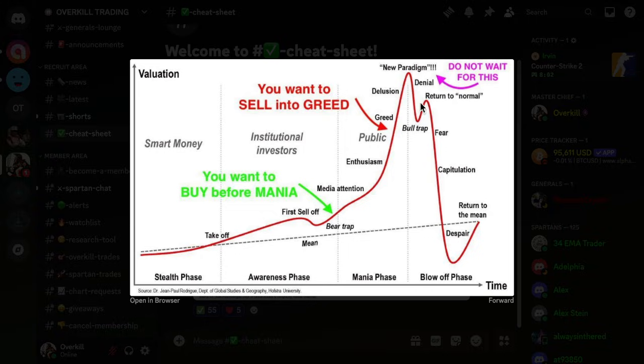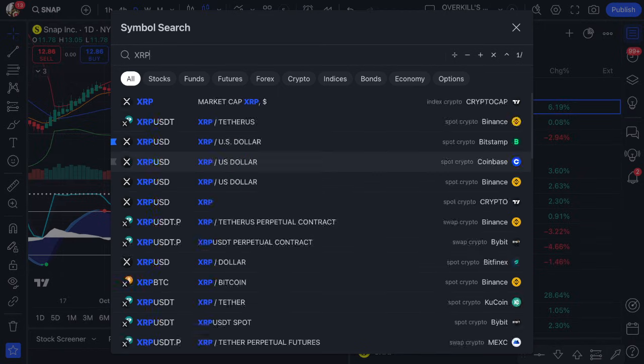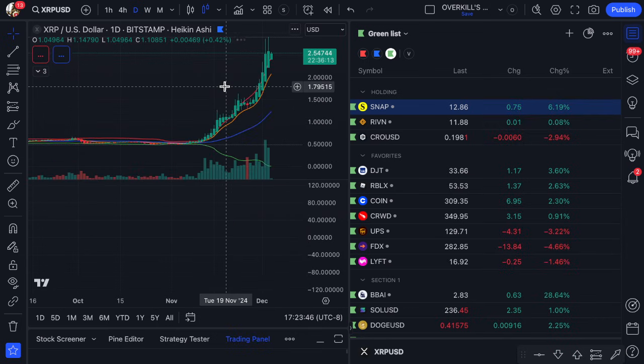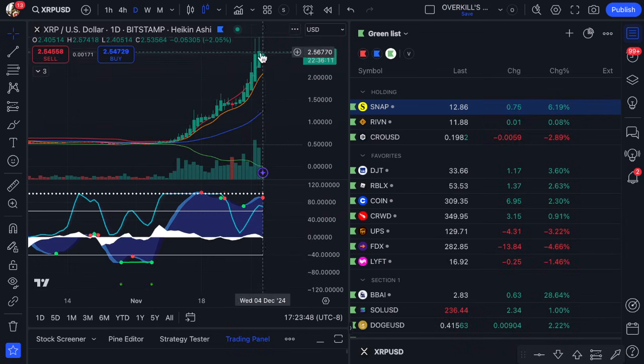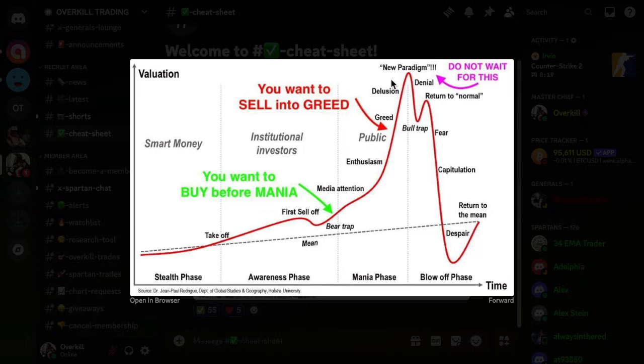We don't want to buy up here in the delusion, new paradigm phase. When we're this far off the average, we are not looking to buy. A great example of this is XRP right now. Everybody and their mother is talking about XRP, right? Oh my God, it's the new greatest thing in the world. It's amazing. It's going to $10,000 a coin. You're seeing everything. The whole kitchen sink's getting thrown at us right now.